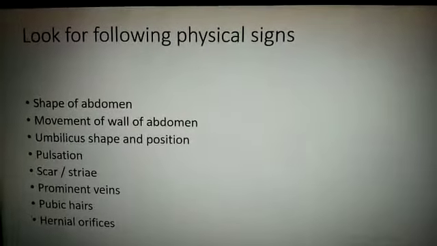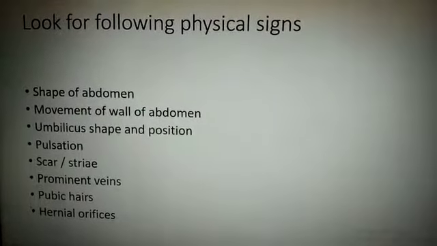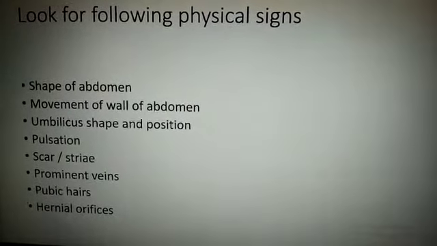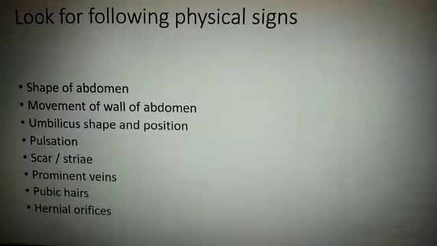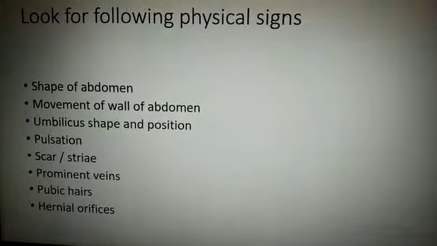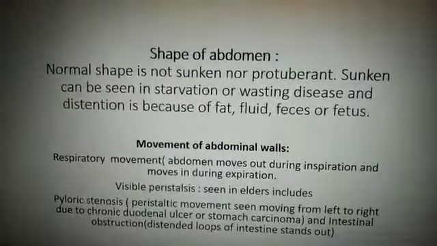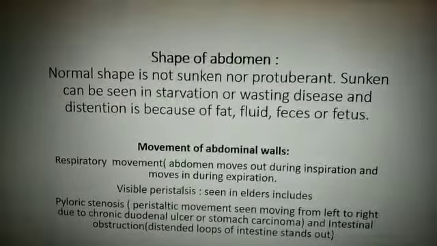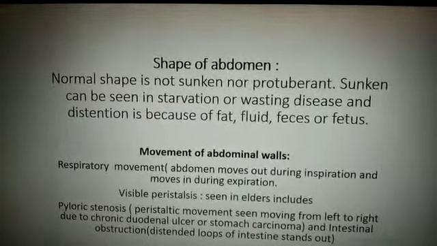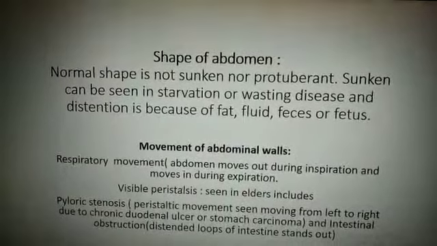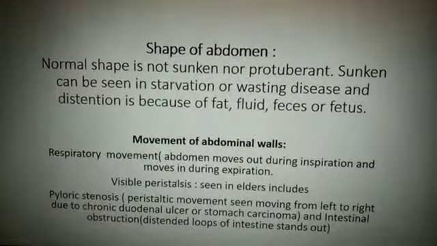Here, we look for the following physical signs: shape of abdomen, movement of wall of abdomen, umbilicus shape and position, pulsation, scars, prominent veins, pubic hairs, and hernial orifices. These all should be examined physically. Shape of abdomen: normal shape is neither sunken nor protuberant. Sunken can be seen in starvation and wasting disease, and distension is because of flatus, fluid, feces or fetus.